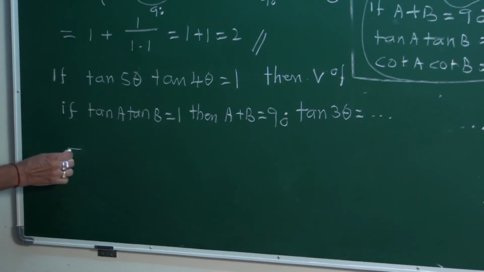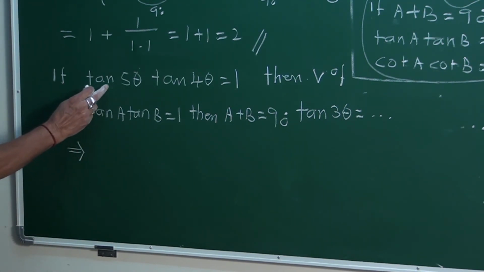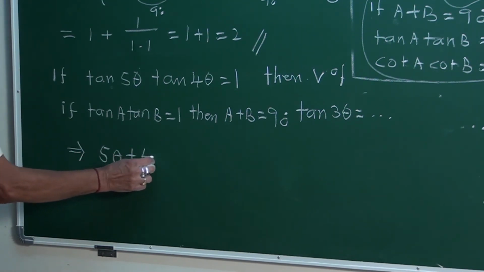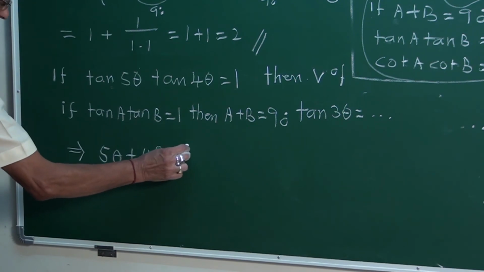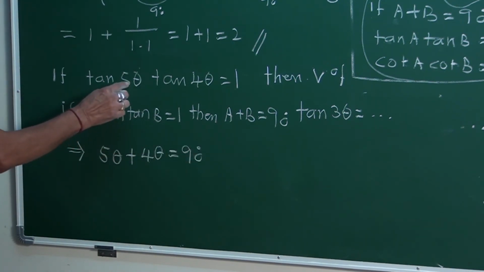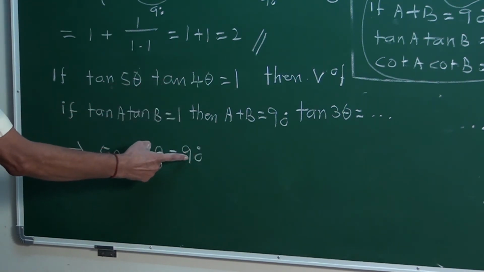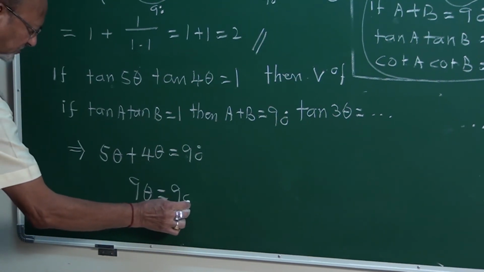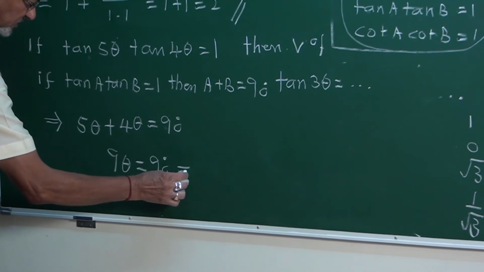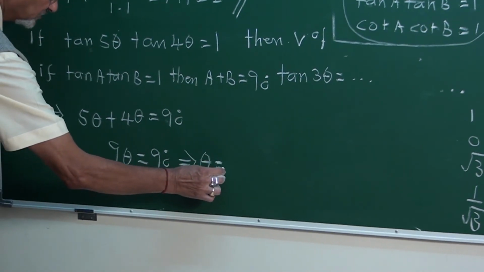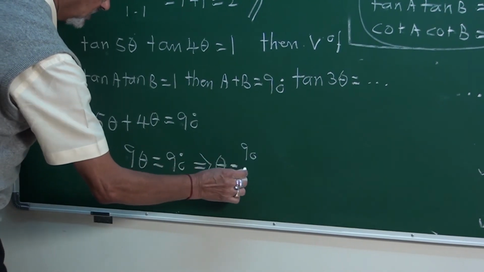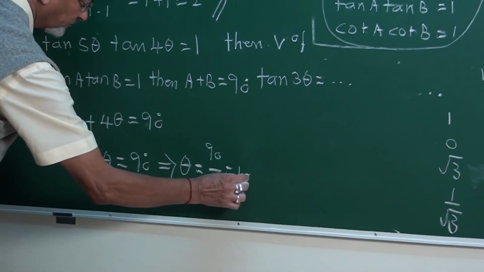So making use of this, 5 theta plus 4 theta is 90 degrees. Sum of the angles A plus B is 90. So 9 theta is 90 degrees. Then what is the value of theta, my friend? Theta is 90 upon 9, which is 10 degrees.